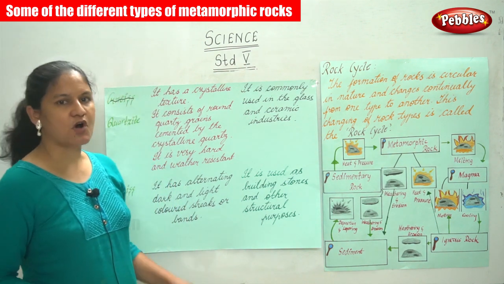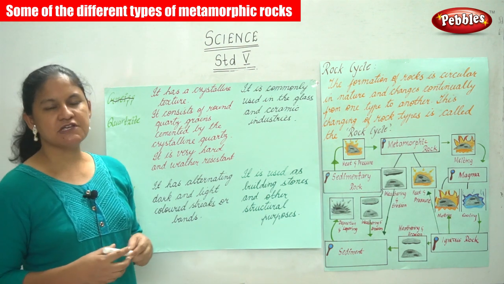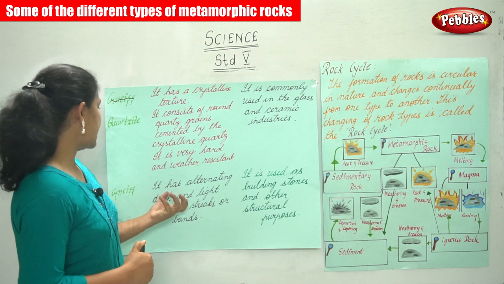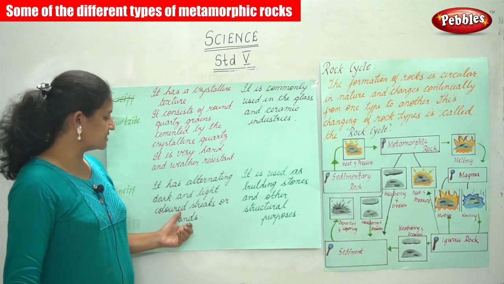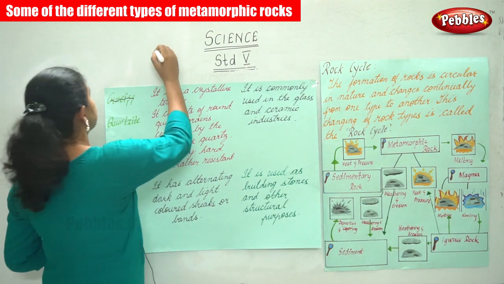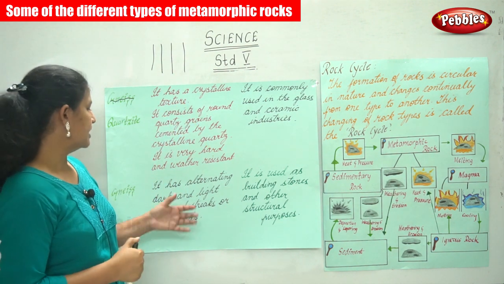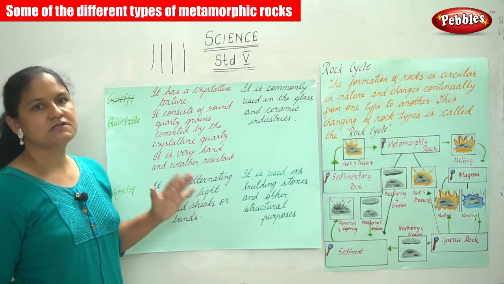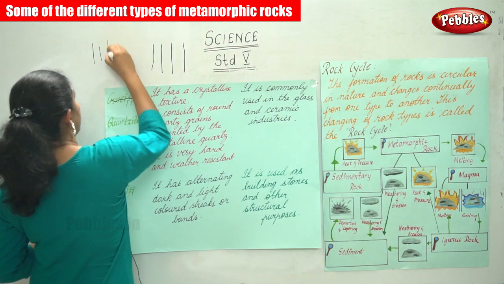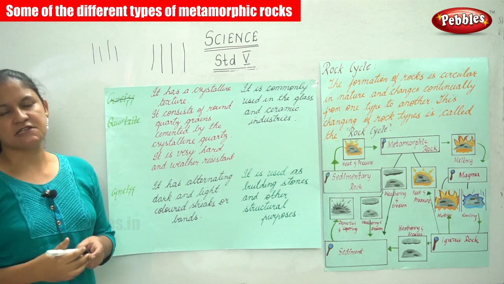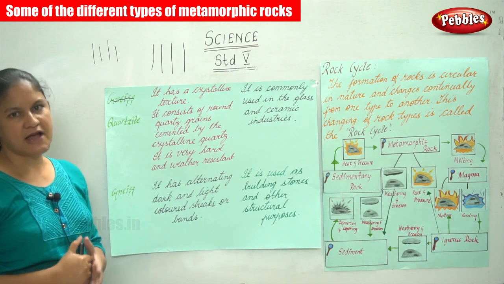The next type of metamorphic rock is gneiss. The property of gneiss is that it has alternating dark and light colored streaks or bands. We call these streaks. One is dark, one is light, and then one dark and one light. So it has alternating dark and light colored streaks or bands.